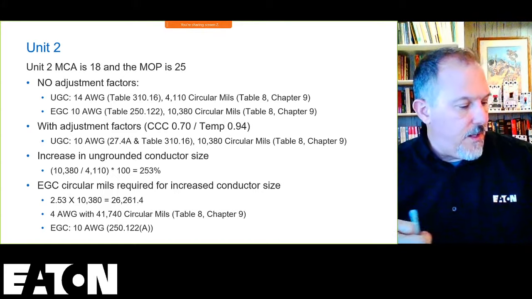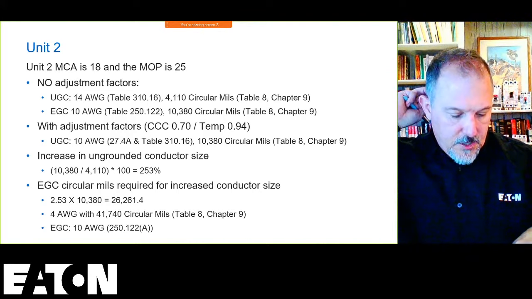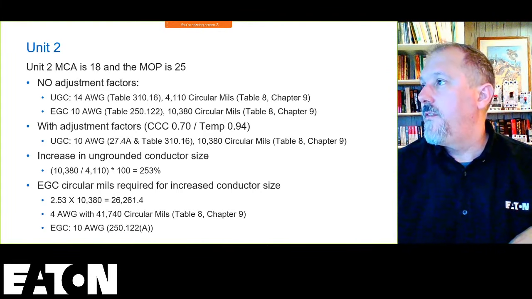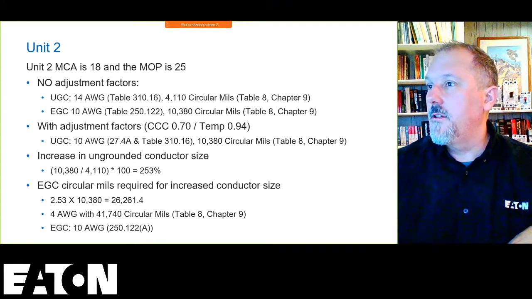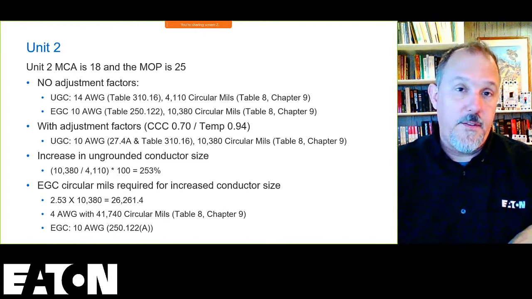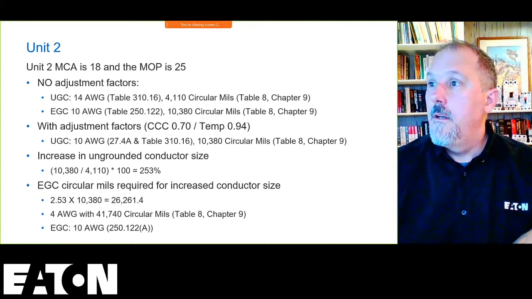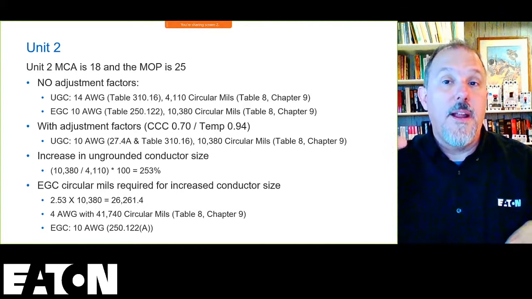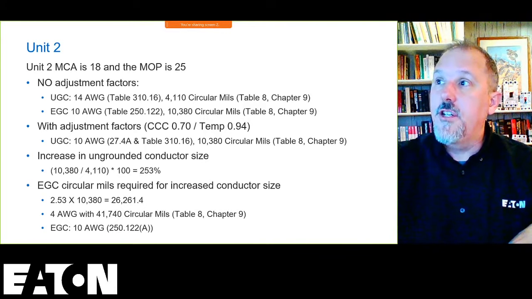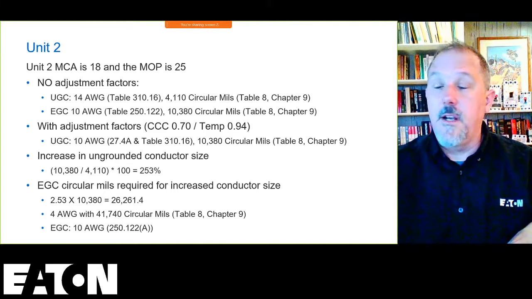So if I look at 250, I have 25 amp. So I'm still at a number 10 per table 250.122. I have my circular mils, and it was still a number 10, even if you tried to do the upgrade, because that would be the max. You don't have to go greater than a number 10 after your adjustment factors. So I wouldn't have to go to a larger size conductor than a number 10.